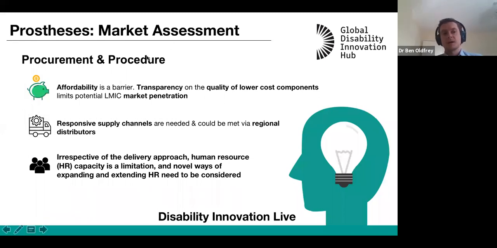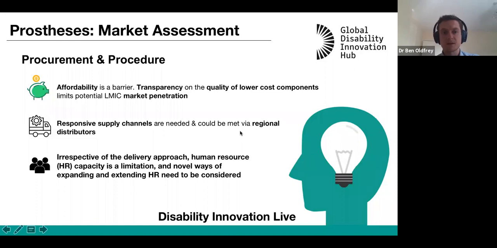So another thing that we see in the market is affordability. I mean, it's expected that affordability is a barrier. There are lower cost components that are available globally, particularly ones that are coming from Asian markets, but the transparency on the quality of these devices is low. And if that's not clear, then there's not trust in that as an option. And so penetrating into LMIC markets is going to be hard.